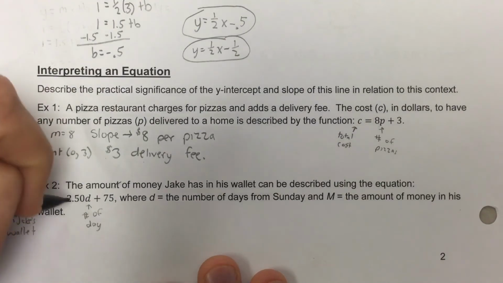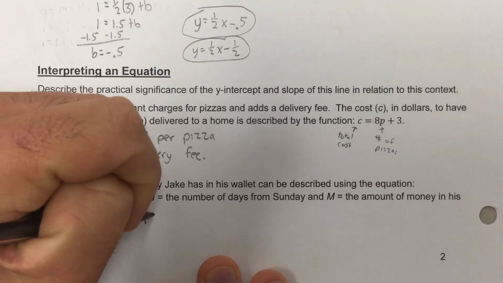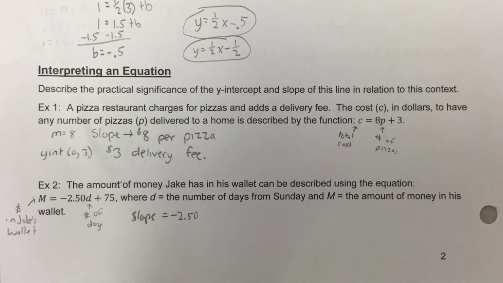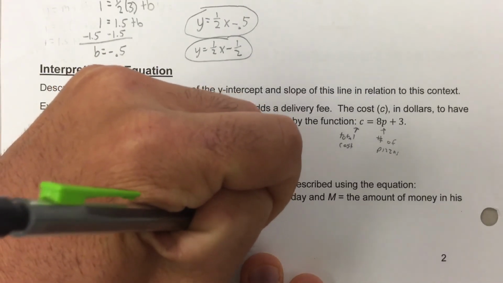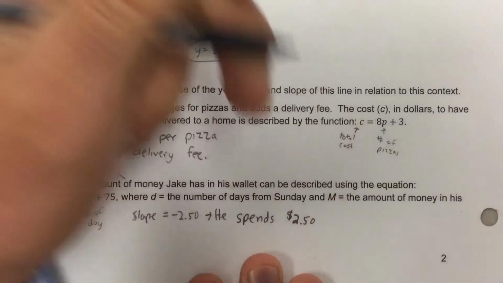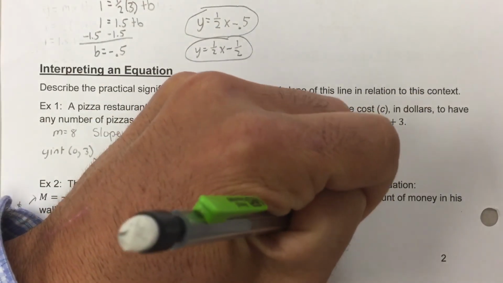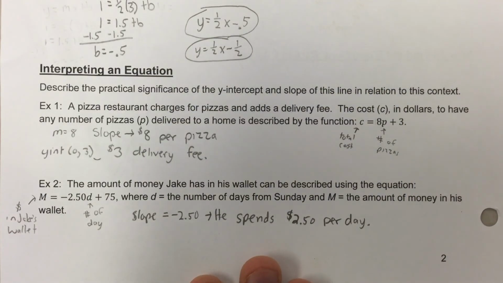So again, that number in front of the variable, that's our slope. So our slope is equal to negative 2.50, and that's going to be a minus. So that means every day he's spending, or loses, $2.50. So he spends $2.50 per day. You do need that per day in there because d is the number of days. Remember, slope is always a unit of rise over run. So it's dollars per day.